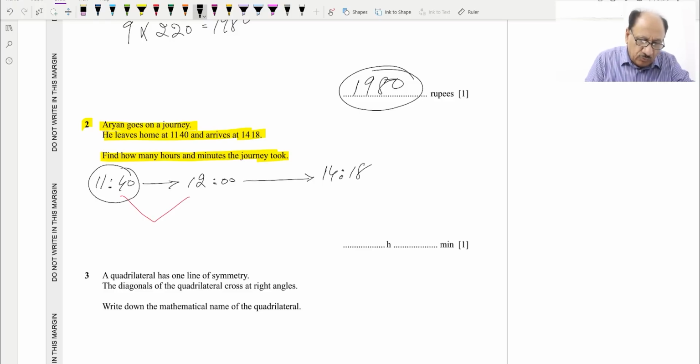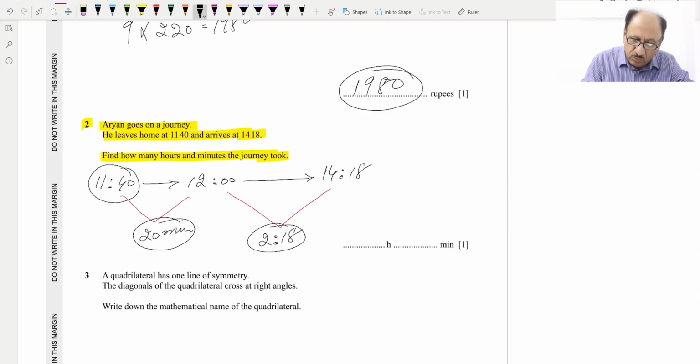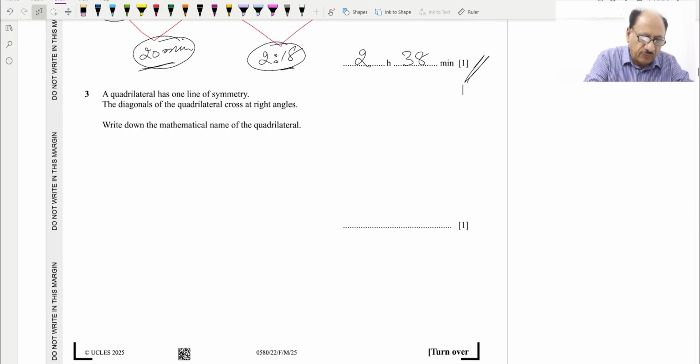If we add 20 minutes to 11:40, we will get 12. So this is 20 minutes, and the other portion, which is 12 to 14:18, is 2 hours and 18 minutes. We can add this time and this time, so it will be 2 hours and 20 plus 18. 20 plus 18 will be 38. So 2 hours and 38 minutes. This is also a 1 mark question. Directly you can give the answer, but I have explained it for your better understanding. Hopefully you got this.